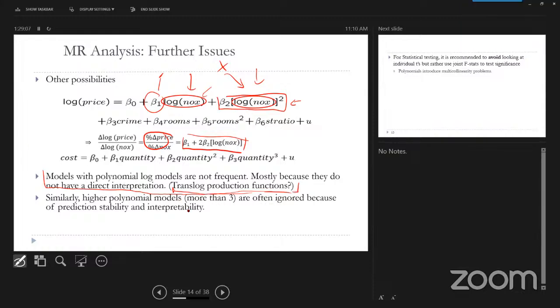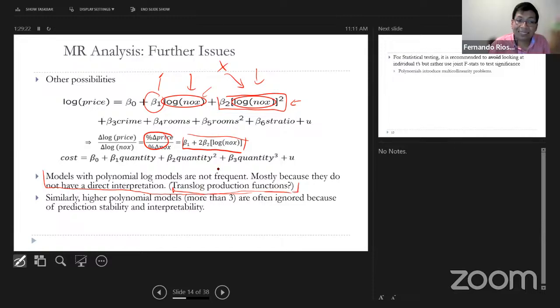Professor, my question was, do we have to square the log also for predicting the next year's effect of pollution, or no? Yes, you have to, because once I square, this becomes a function of this, right? So if you change this, you also have to change this other.